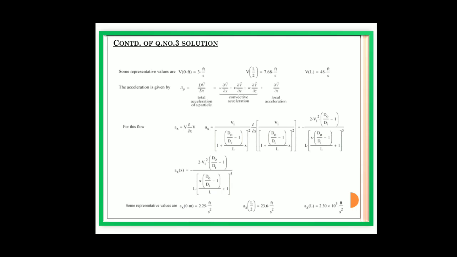some representative values are v equal to 3 feet per second, v at L by 2 equal to 7.68 feet per second, where vL is equal to 48 feet per second. The acceleration is given by, as we know, the acceleration is dv by dt, which is total acceleration of a particle, and equal to u del v del x plus v del v del y plus w del v del z, which is convective acceleration, plus del v del t equal to local acceleration, and this total summation is total acceleration of a particle.